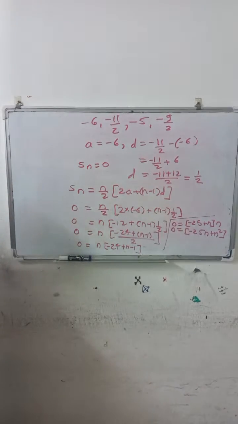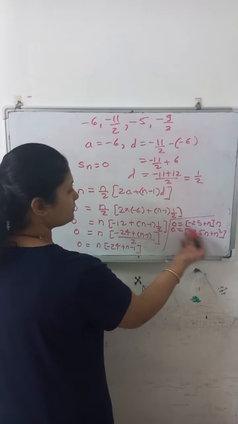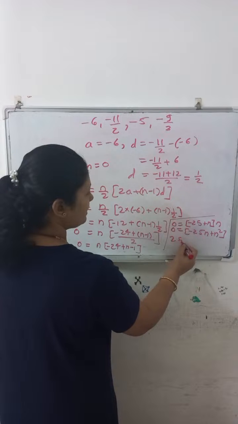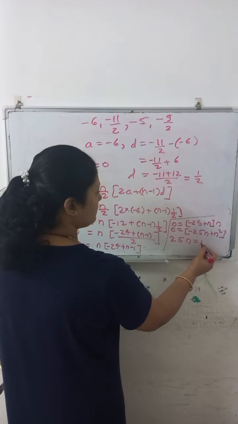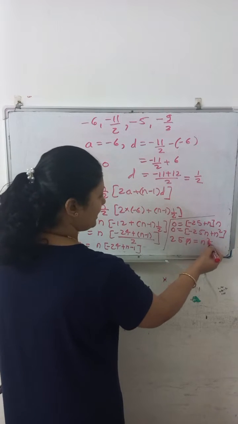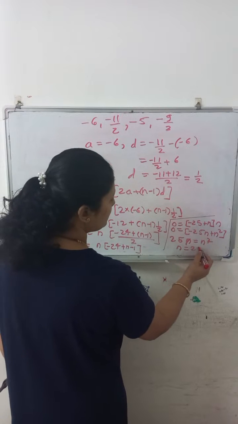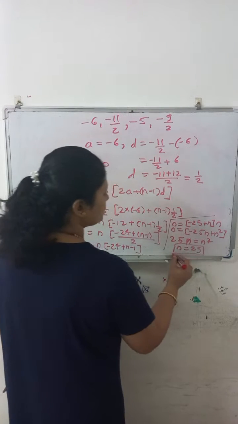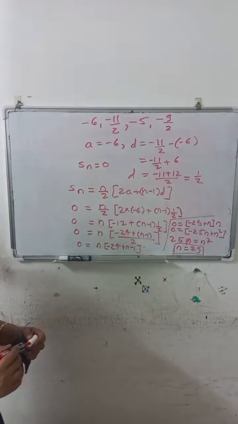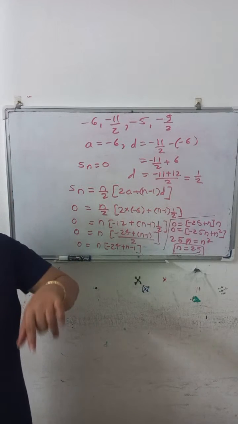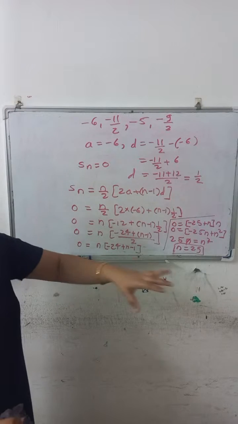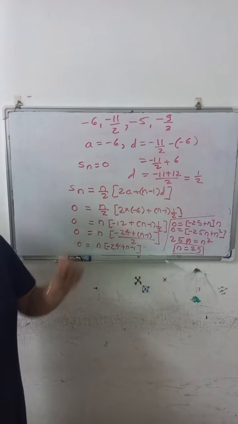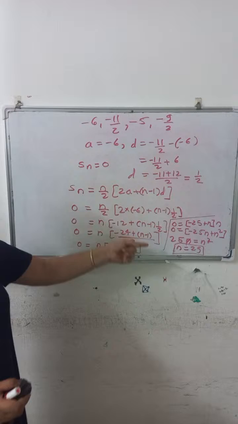Are you getting this? Now you can transpose this 25 to this side. This will become 25n is equal to n square. 1n and 1n get cancelled. n is equal to how much? 25. So the total number of terms is 25. When we take 25 terms and add them, then we will get how much answer? 0 is the answer. Are you getting this?